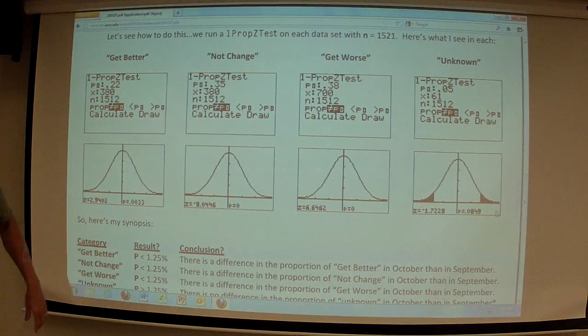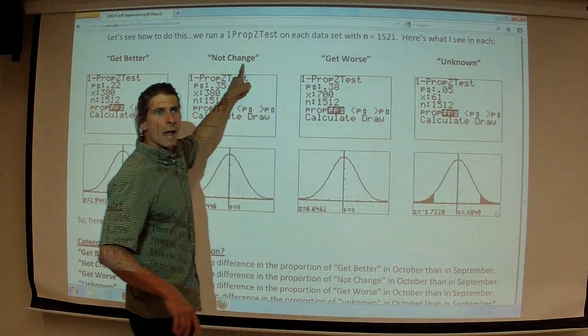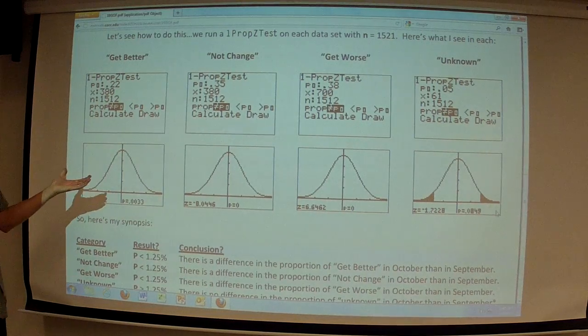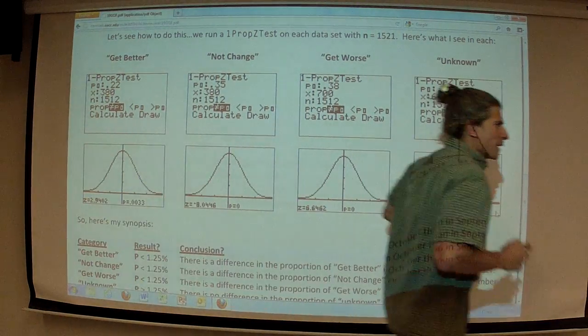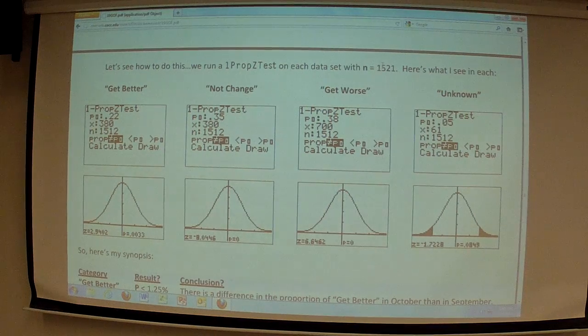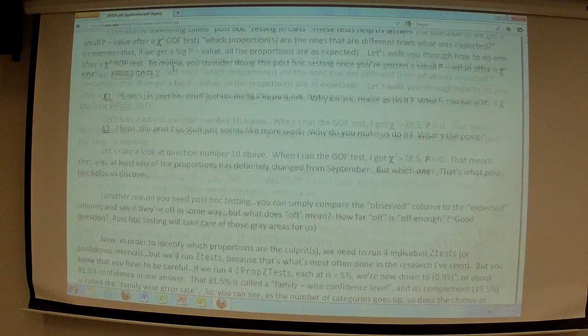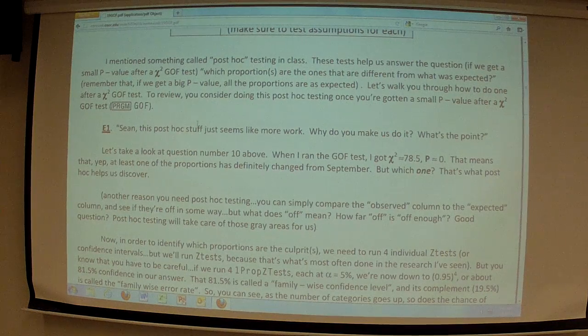Anyway, so apparently, whatever we're testing here, it looks like we have a survey. And we were testing to see if there was a difference, I'm assuming, from what it was before to what it is now. Looks like we sampled 1,521 people. Let me back up here real quick. Sean, this post hoc stuff seems like more work. Why didn't you just do it? Yes. Let's walk through.